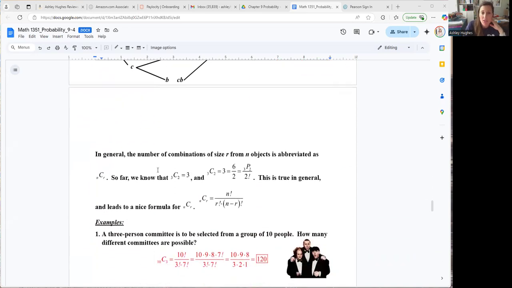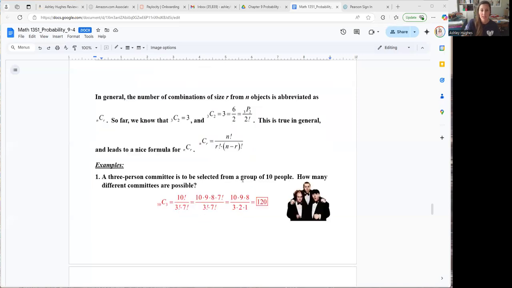So in general, the number of combinations, which is another formula to memorize, and this is when order does not matter, is going to be this guy right here. N factorial over r factorial times the factorial of the difference. So we're going to go through several examples here and you'll be able to practice in your homework.